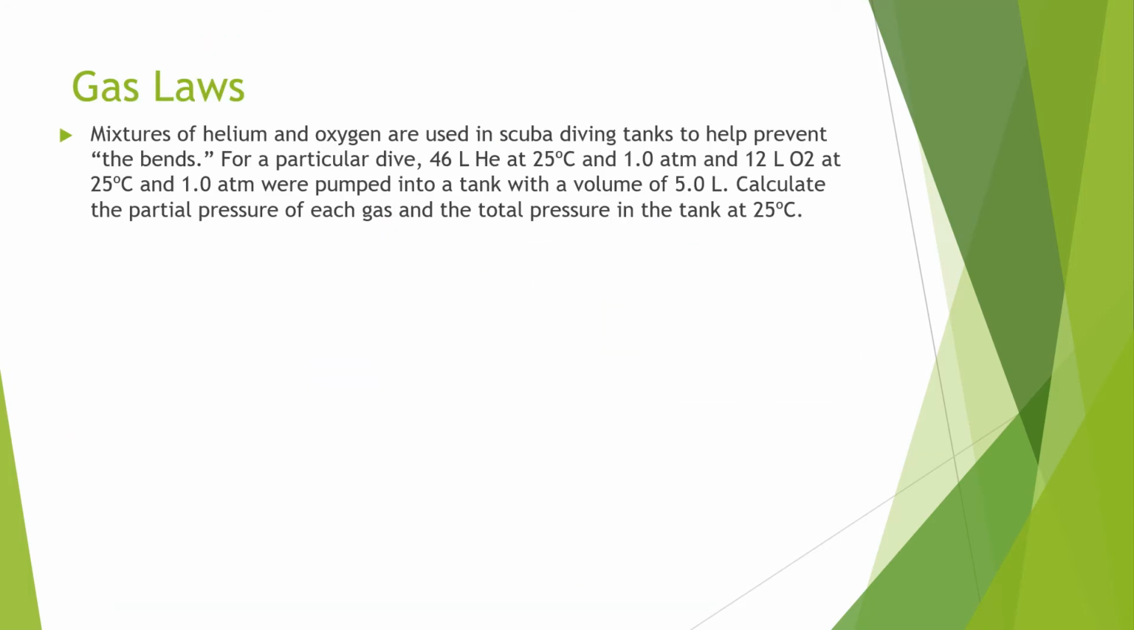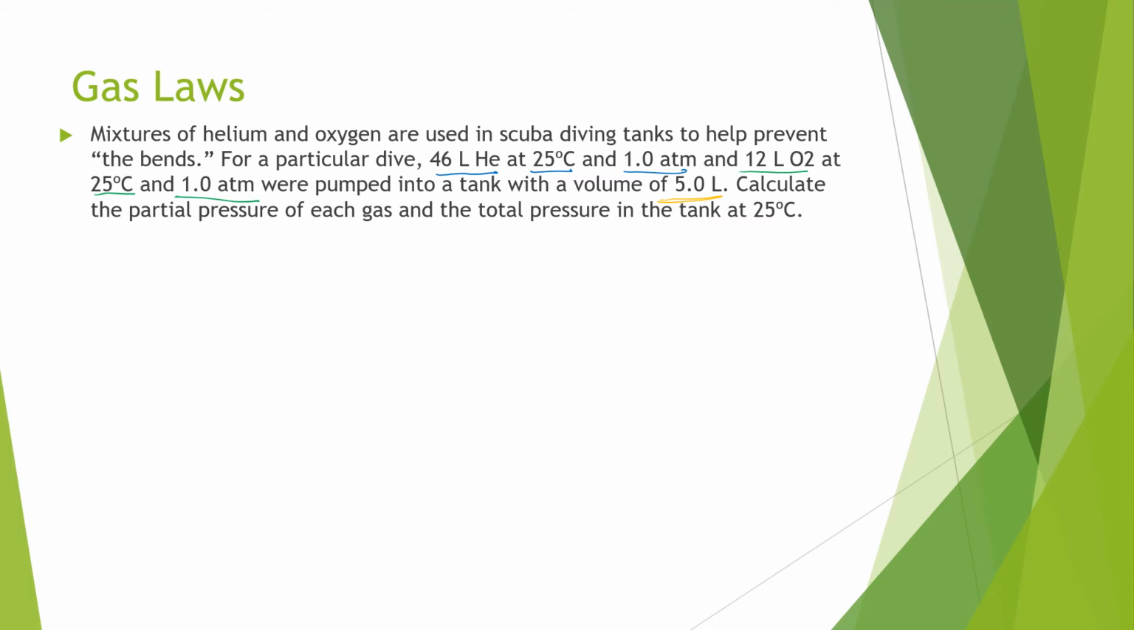So this first one. Mixtures of helium and oxygen are used in scuba diving tanks to help prevent the bends. For a particular dive, 46 liters of helium at 25 degrees Celsius and 1 atmosphere, and then separately, 12 liters of oxygen at 25 degrees and 1 atmosphere, were pumped into a tank with a volume of 5 liters. Calculate the partial pressure of each gas and the total pressure in the tank at 25 degrees.